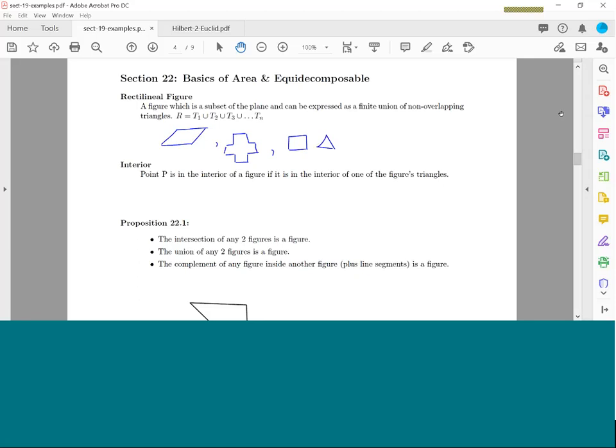So it turns out the official definition is any figure that can be expressed as a finite union of non-overlapping triangles. So finite means it will stop. You can actually chop the figure up into a bunch of triangles. Non-overlapping means you're allowed to share sides, but they can't actually be on top of each other. And then this just says you put them all together. So here's how you do that.